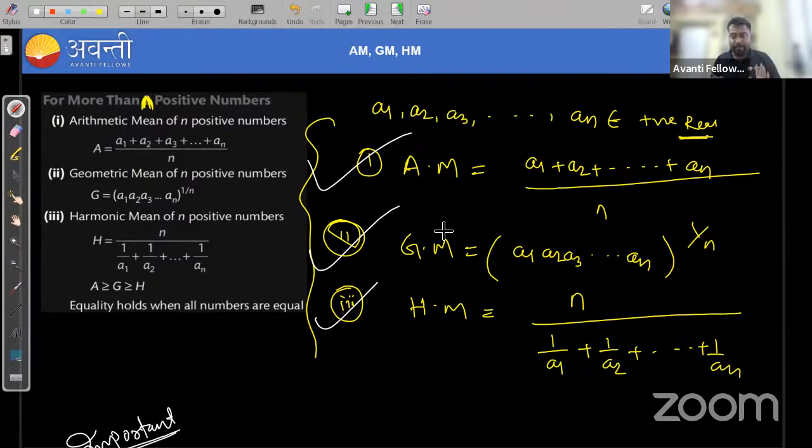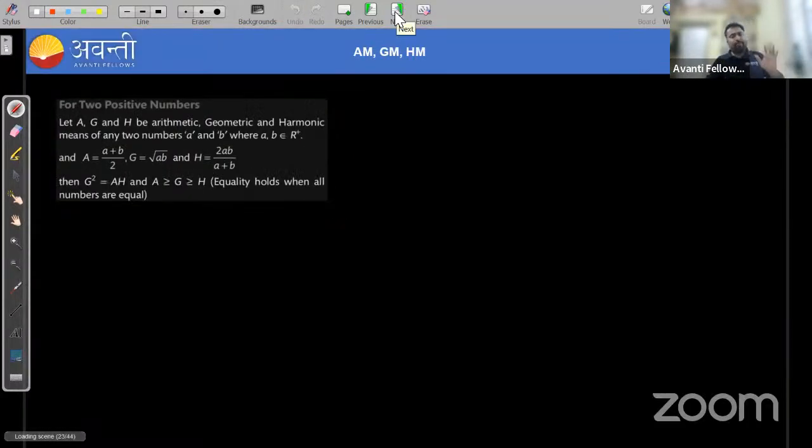Remember this formula. No need to go through all the derivations. If you need the derivations, you can go through any standard book, you will get all the derivations, and the derivations are very simple. Okay, chalo. When you are having two positive numbers, how can you find arithmetic mean, geometric mean and harmonic mean? Suppose a and b are two positive numbers.